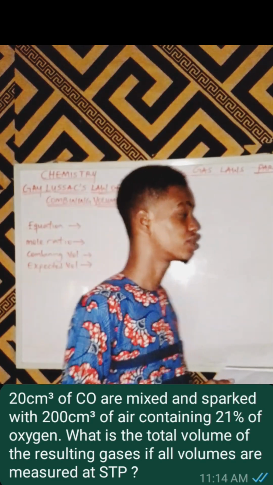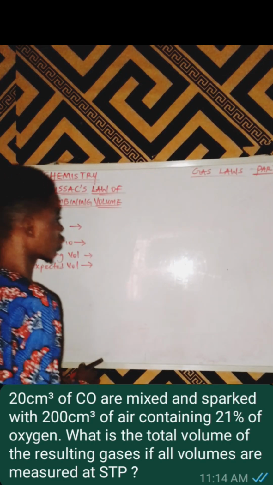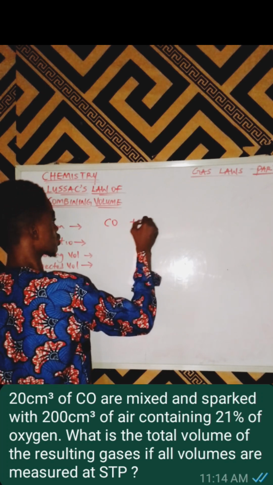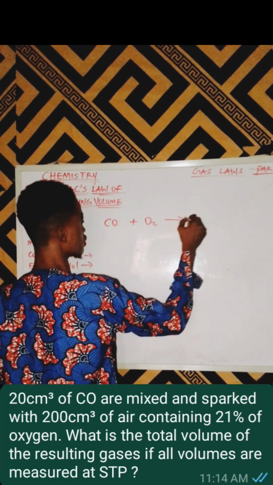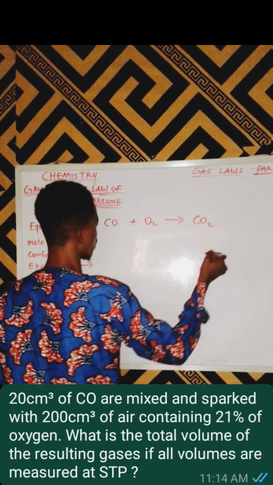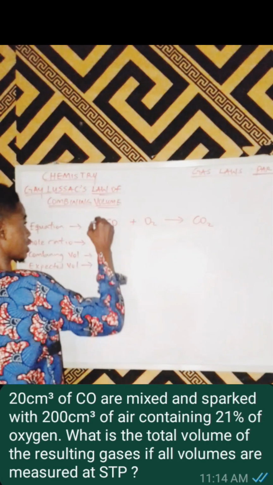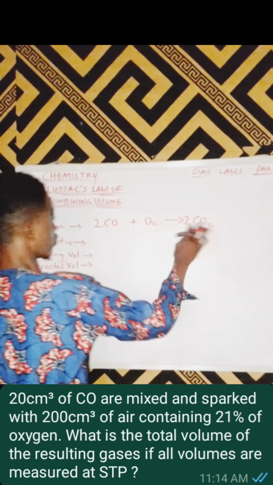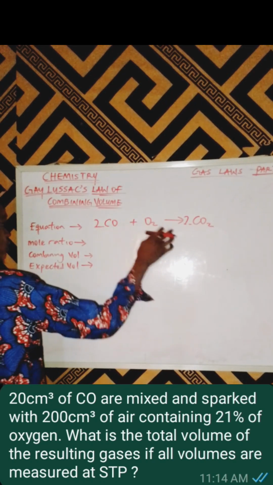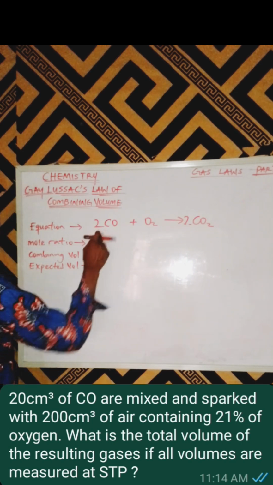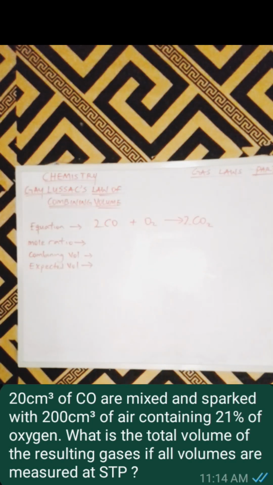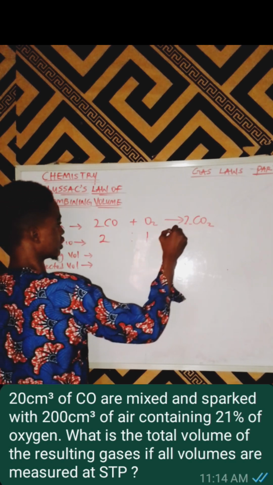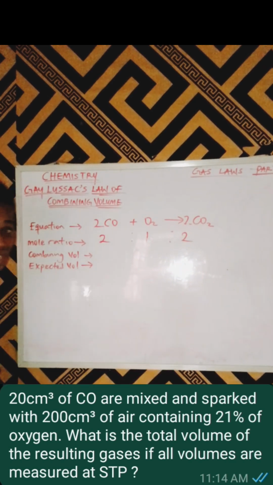So now, the CO reacted with oxygen O2 to give CO2 as usual. Our balanced equation is going to be 2CO plus O2 gives 2CO2. I think it is balanced now, yes. 4 for oxygen, 4 for oxygen, 2 for carbon, 2 for carbon. So it is balanced. Now the mole ratio is 2:1:2. Yes, that's the mole ratio.